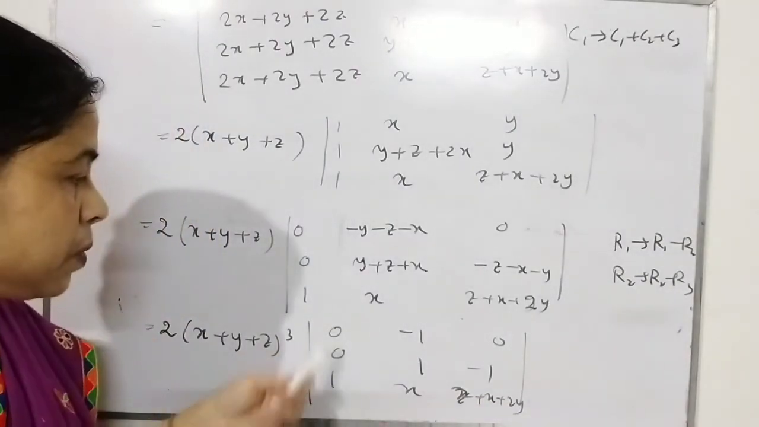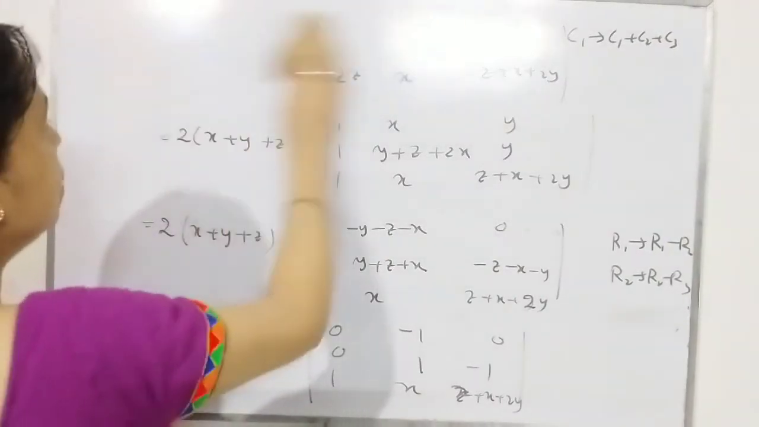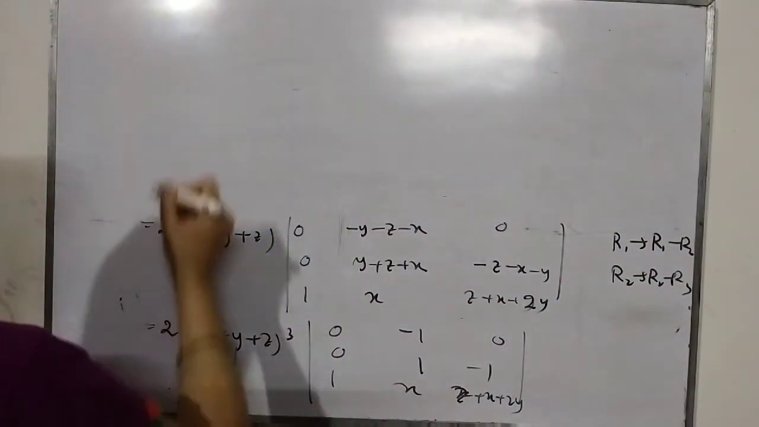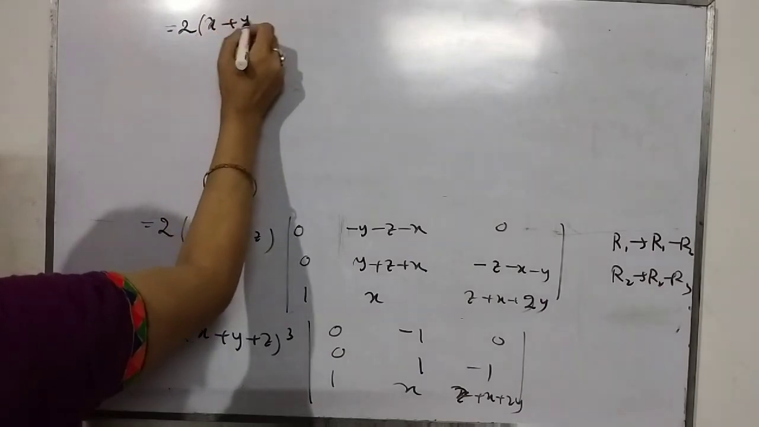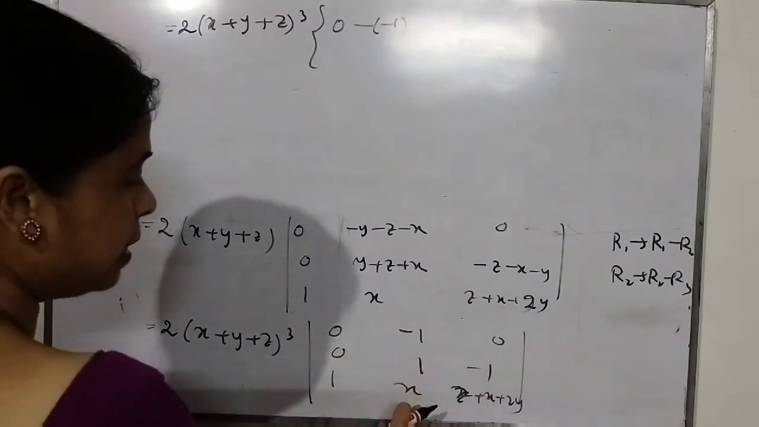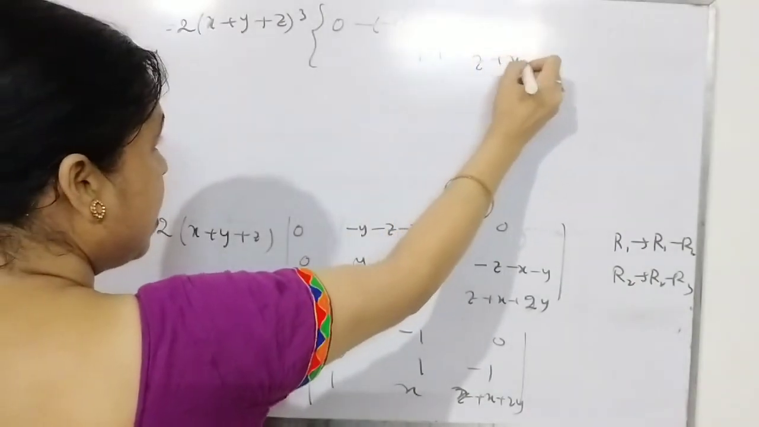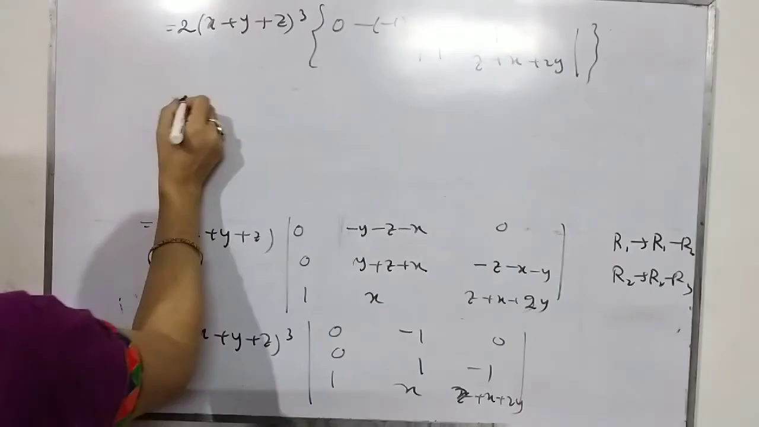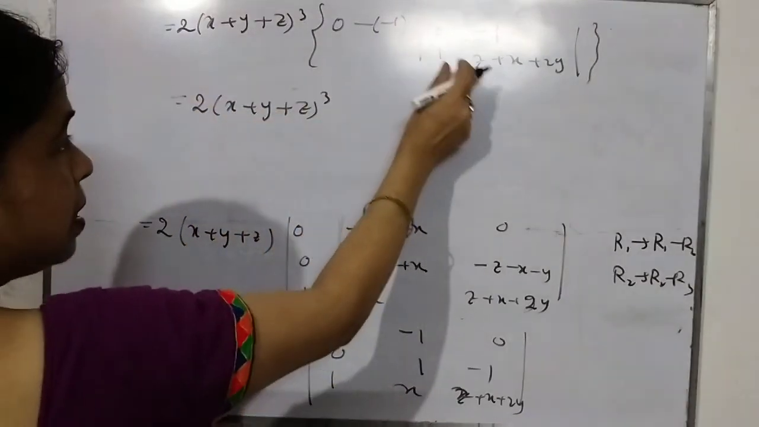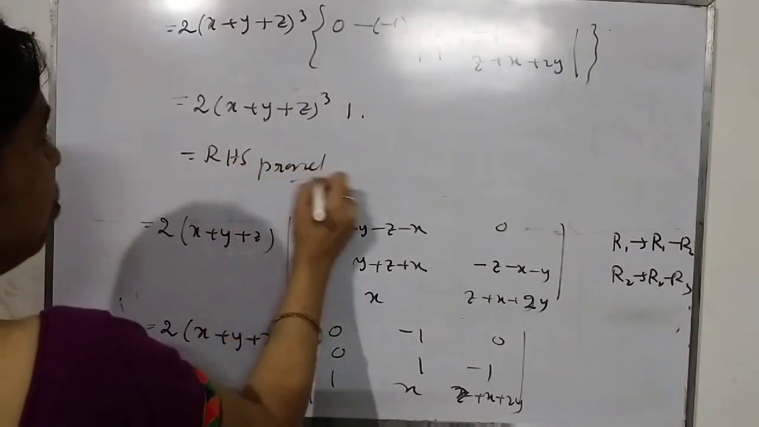Now as we have got 2 zeros out of 3, so let us expand in terms of first row or in terms of first column. I am expanding in terms of first row. X plus y plus z whole cube. This is 0, minus minus plus 1, first row, and this is deleted. What is left here? 0, 1, minus 1, z plus x plus twice y. That is equal to 2 times of x plus y plus z whole cube. This minus minus plus 1, this is 0, minus minus plus 1. So 1, which is your right hand side and proved.